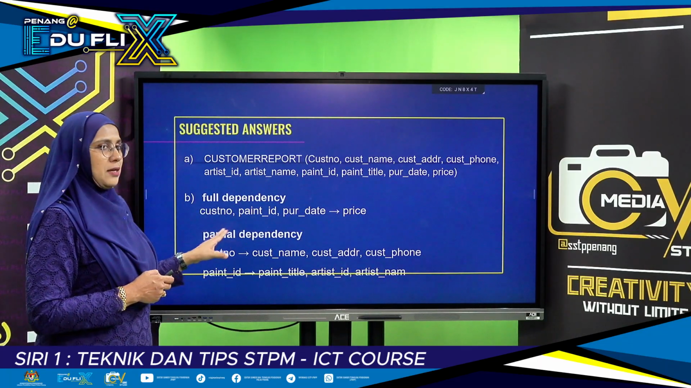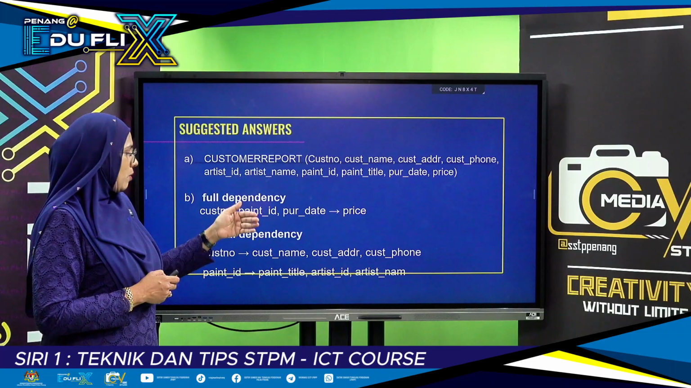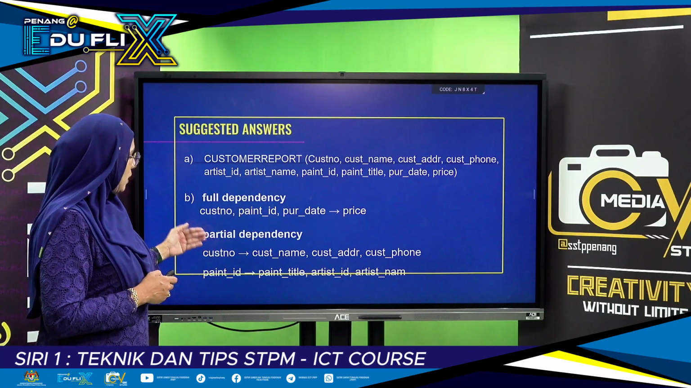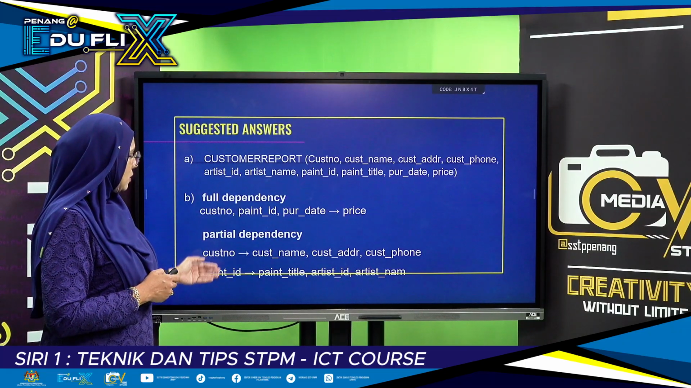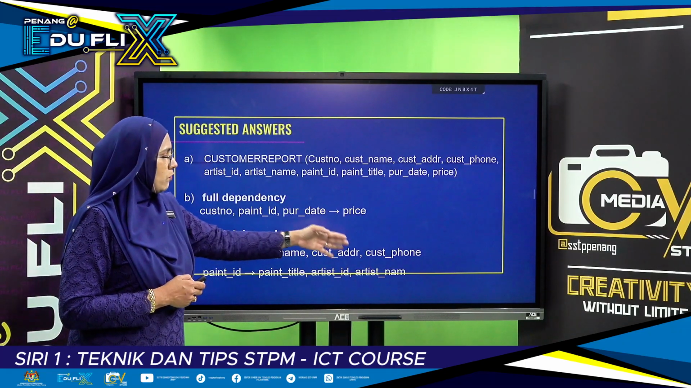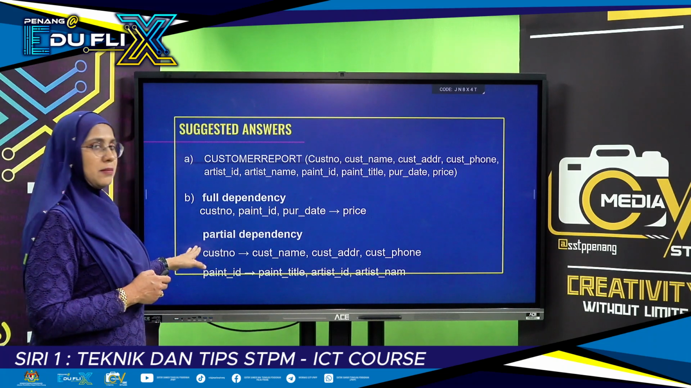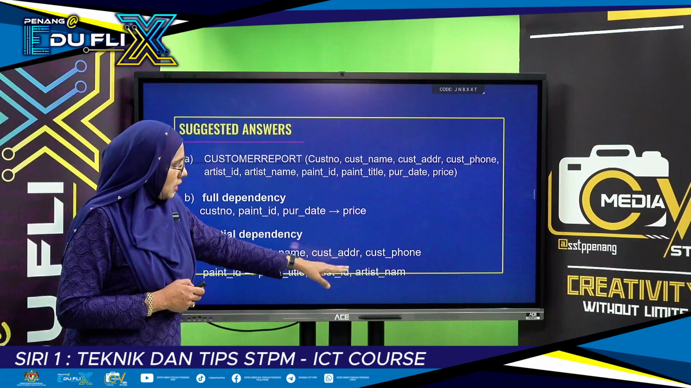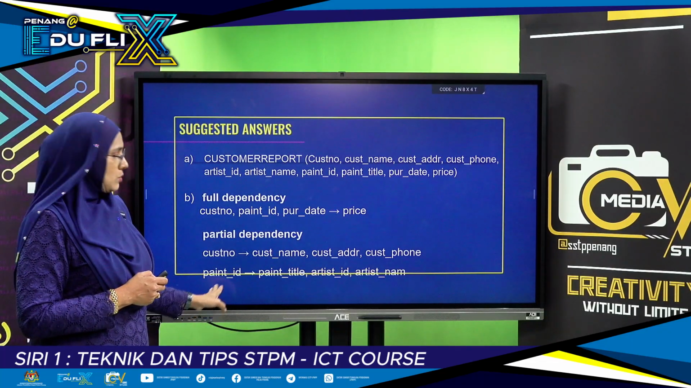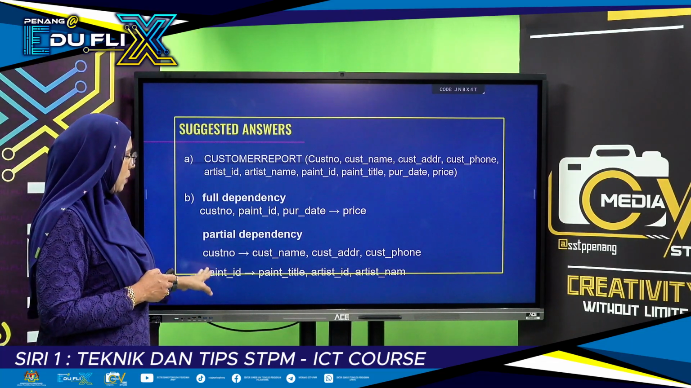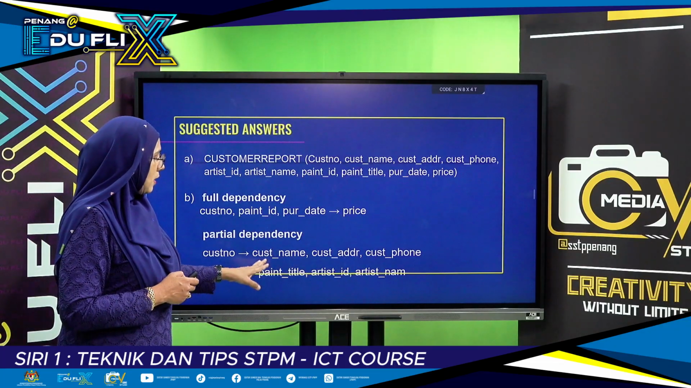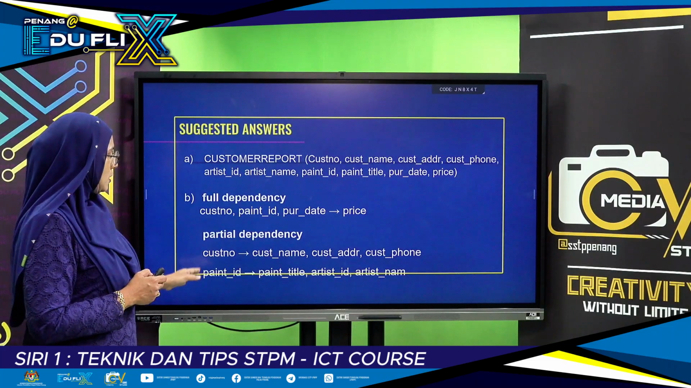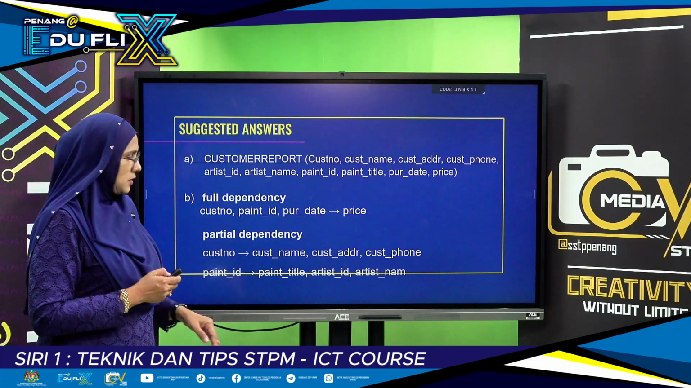Okay, for partial, meaning half-half. Half depend on one primary key, another one depends on another primary key. So we have 2, customer number and paint ID. Customer name, address, and phone number depend on customer number. Paint title, artist ID and artist name depend on paint ID. This paint is done by this artist, and the title is this one and the name of the artist is this one. So this is how we determine partial dependency.